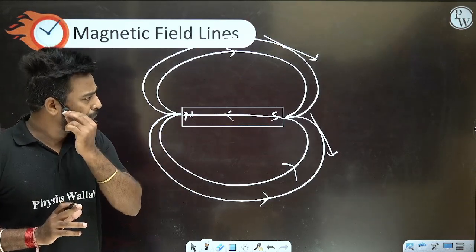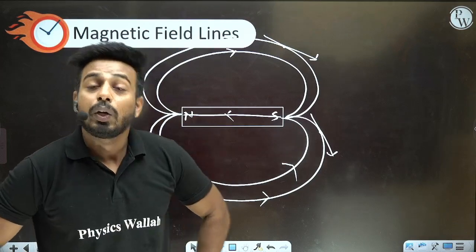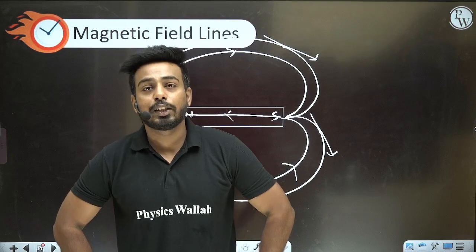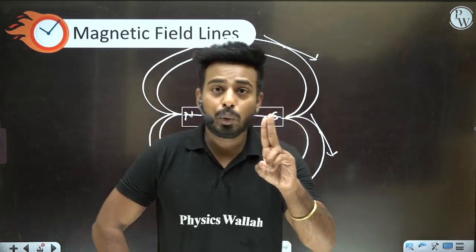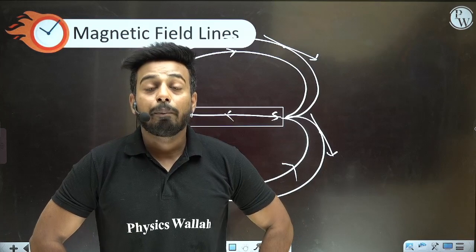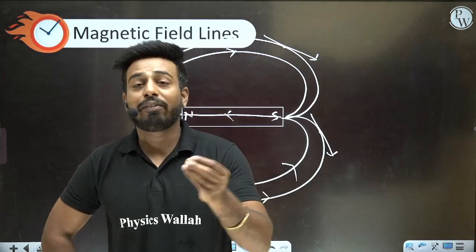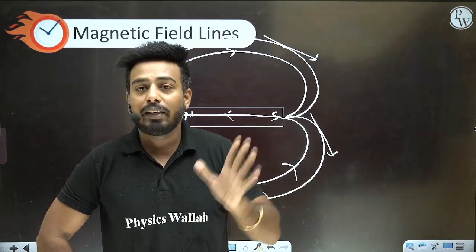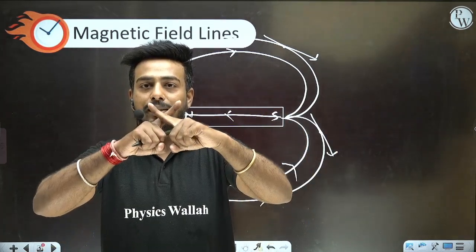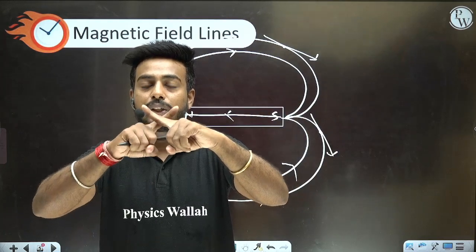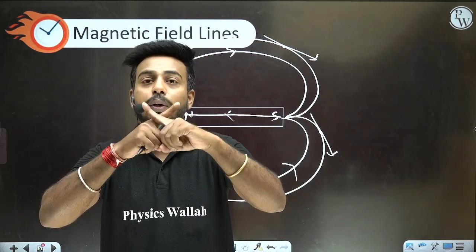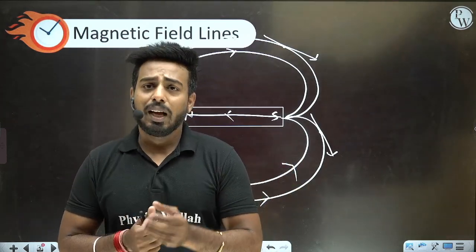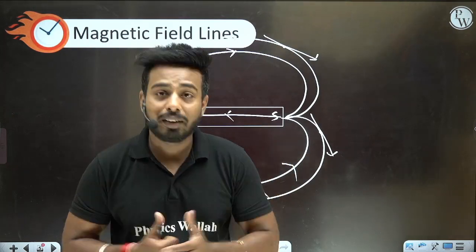There is an important point, and the point is that two magnetic lines never intersect each other, because at the intersection point two directions of the magnetic field would be obtained, which is not possible, because the magnetic field has a specific direction. Magnetic field always moves in a specific direction. If two magnetic lines intersect each other, in that condition two tangents may be drawn. When two tangents are drawn, then two directions will be shown there, but it is not possible, and that is the reason two magnetic lines never intersect each other.